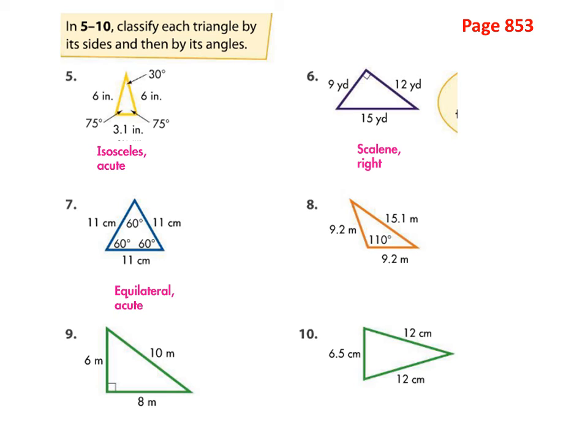Question 8. Only two sides are the same. So this triangle is an isosceles triangle. And we have an obtuse angle, so this is an obtuse triangle. So we can describe this triangle as an isosceles obtuse triangle.